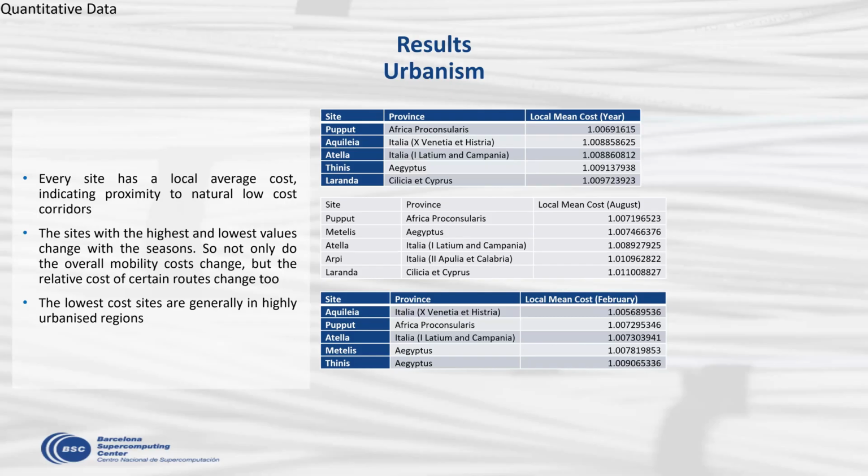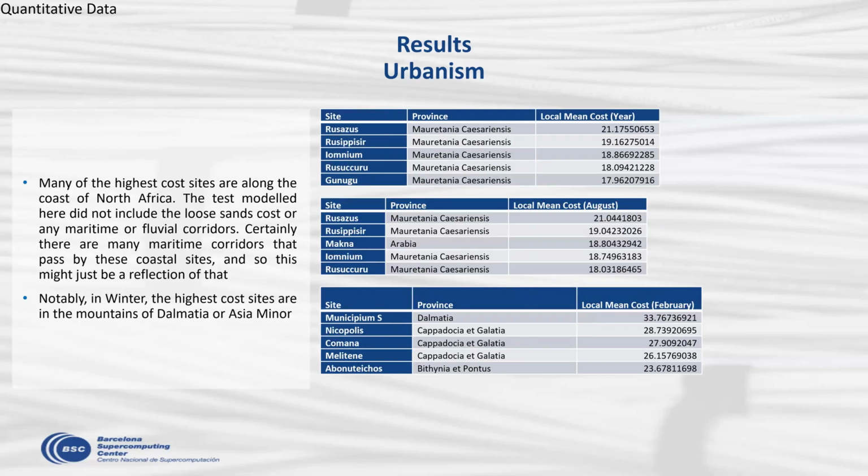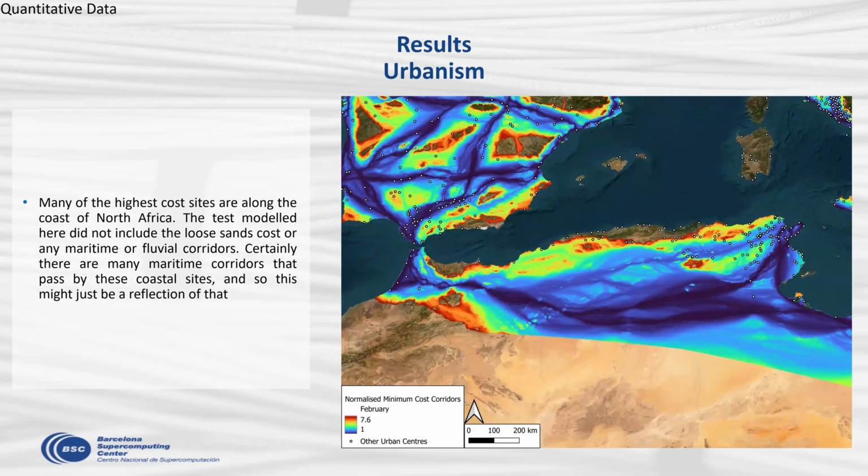And you can see most of these are in Italy or in the east of the empire. So these urban areas all seem to be the sites that have the lowest cost. But it's also quite interesting to look at the higher costs across them. And in this case, most of these are in Mauritania. So that's the northern coast of Africa. So you can see here it's these sites that we're looking at.